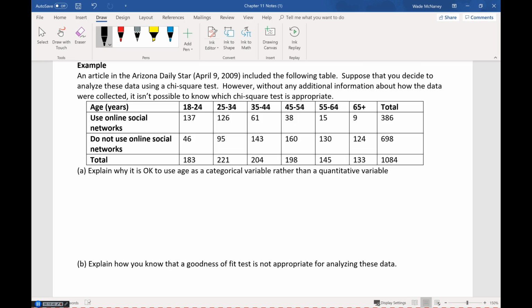How can we gather the data on this problem? Or how could the Arizona Daily Star have gathered the data on this problem to make sure that it is a homogeneity test?